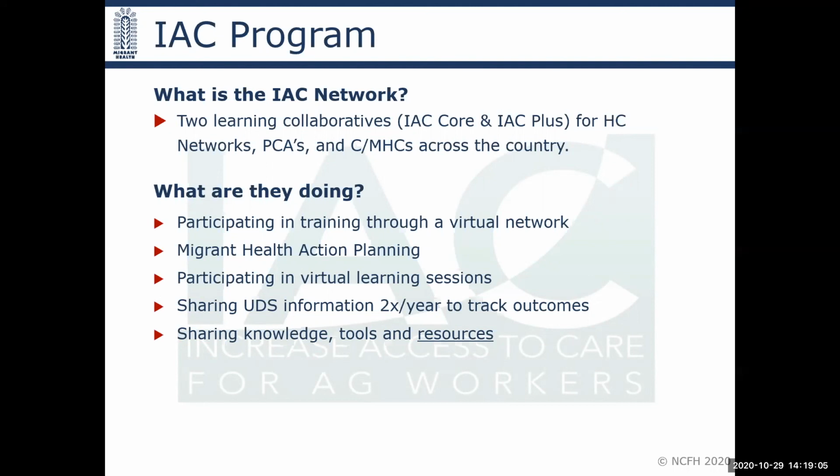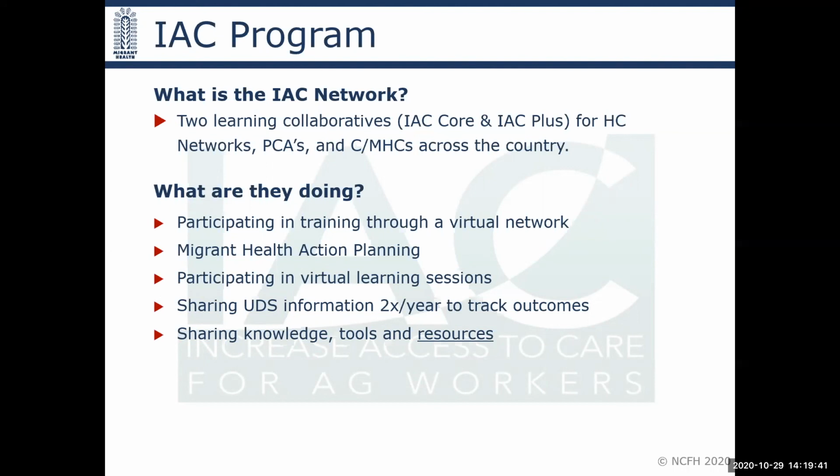And as a result, participating health center patient registration teams are implementing the steps necessary to identify and accurately report their ag worker patients in UDS. They're also participating in migrant health action planning to set goals for, and setting concrete steps to reaching those goals, to increase their numbers. And as a result, IAC members have seen a higher number of ag worker patients served when compared to non-members. So 31% versus 2% since 2013.